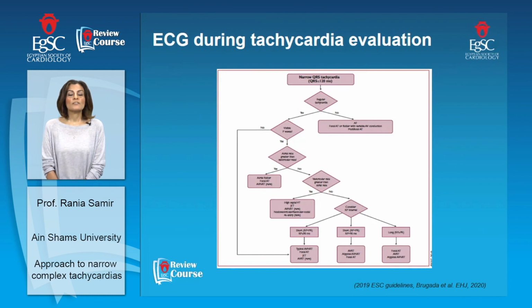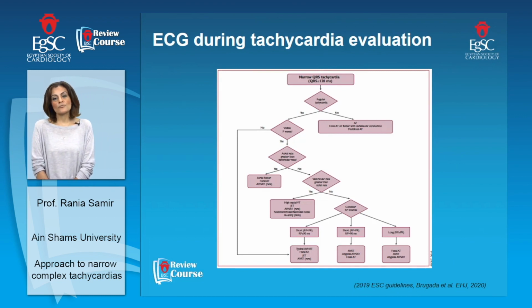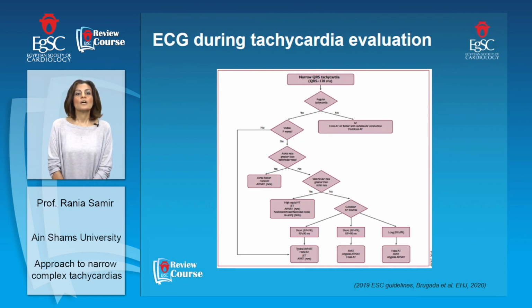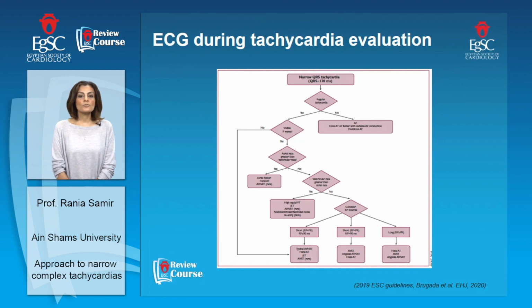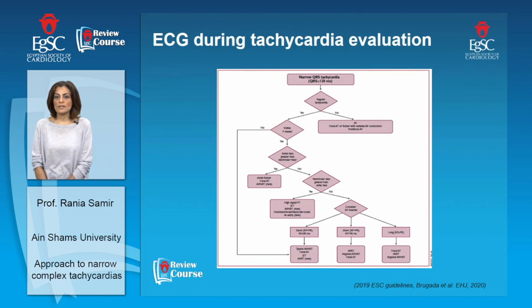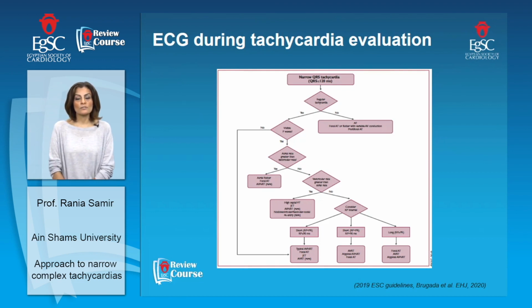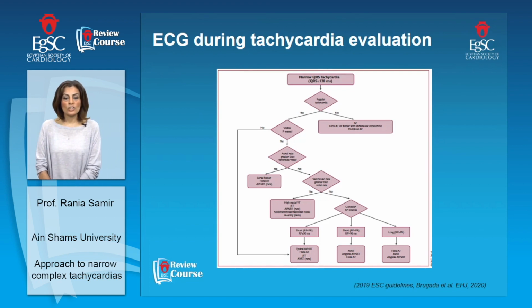You have to evaluate it systematically. First, you have to know if it's a tachycardic rhythm or not. You have to measure the heart rate. If it's more than 100 beats per minute, it's a tachyarrhythmia. And then you look into the QRS. If it's measured less than 120 milliseconds, it's a narrow complex tachycardia.